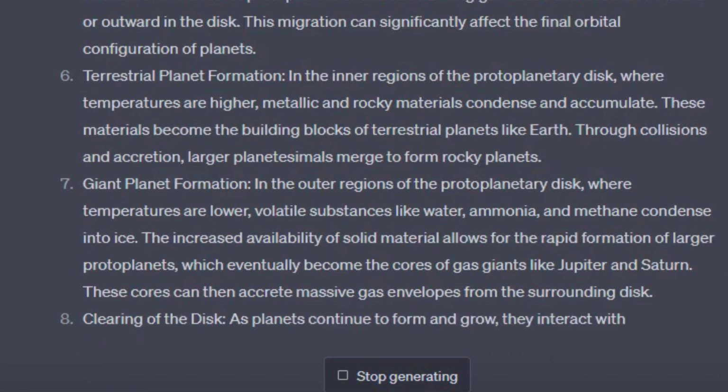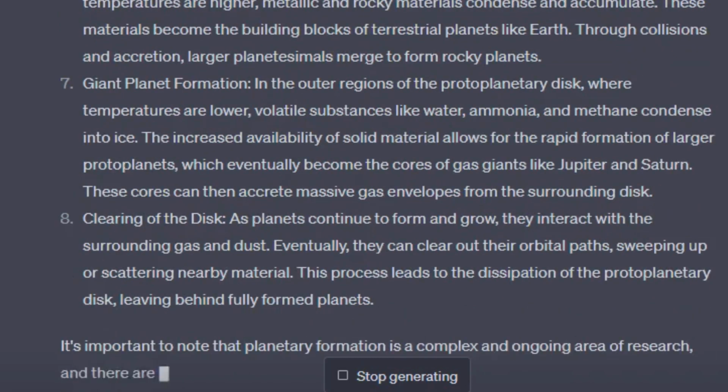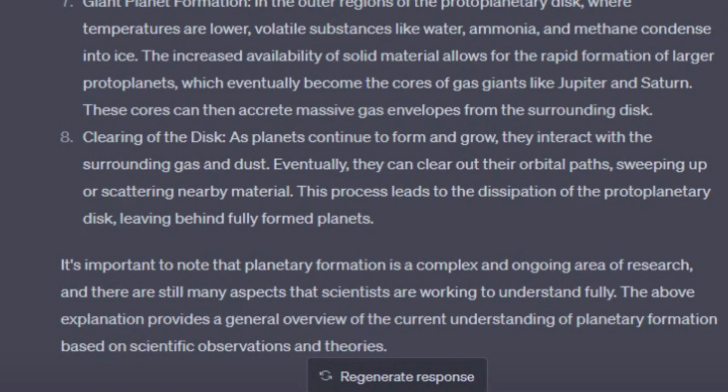8. Clearing of the disk. As planets continue to form and grow, they interact with the surrounding gas and dust. Eventually, they can clear out their orbital paths, sweeping up or scattering nearby material. This process leads to the dissipation of the protoplanetary disk, leaving behind fully formed planets.